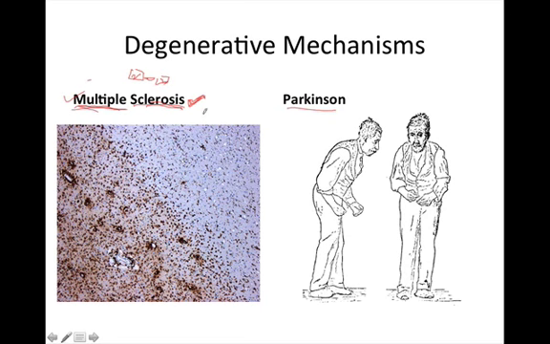Now, one thing to bear in mind about MS, though, is that people don't die of MS. They typically die of pneumonia or other infections, like you see with a lot of infections. So that's something to keep in mind.